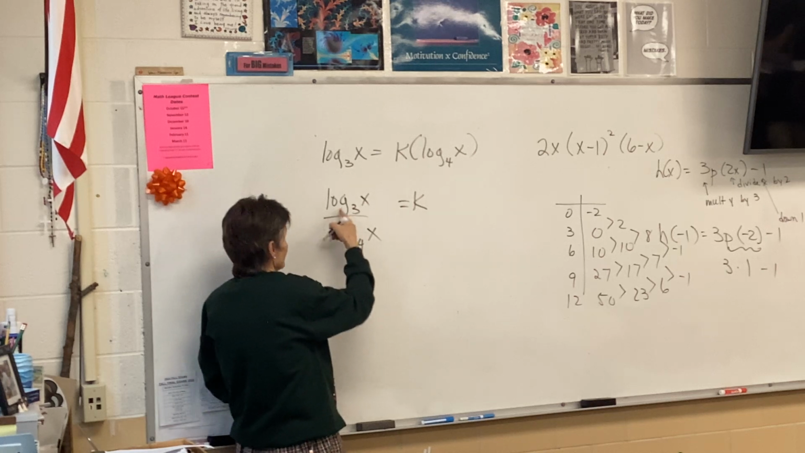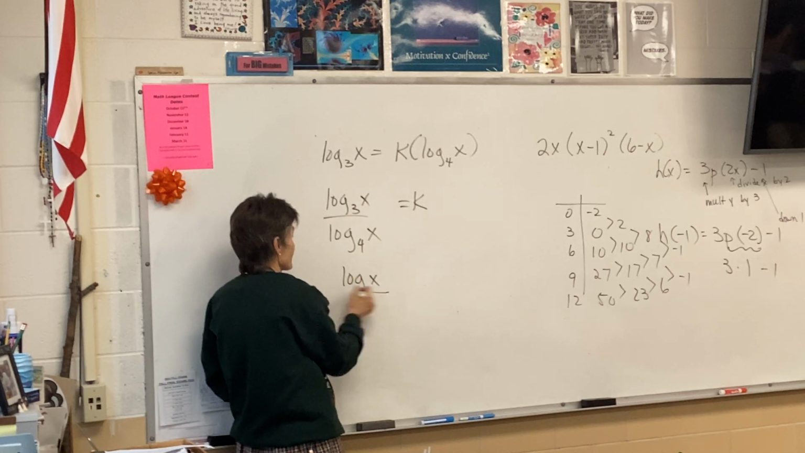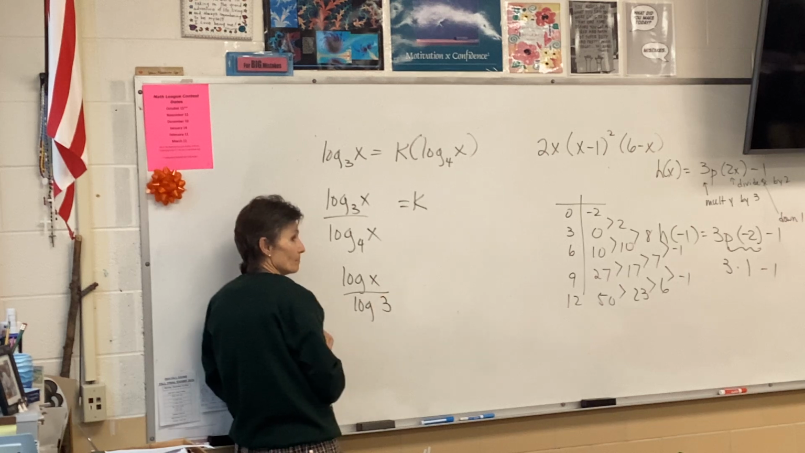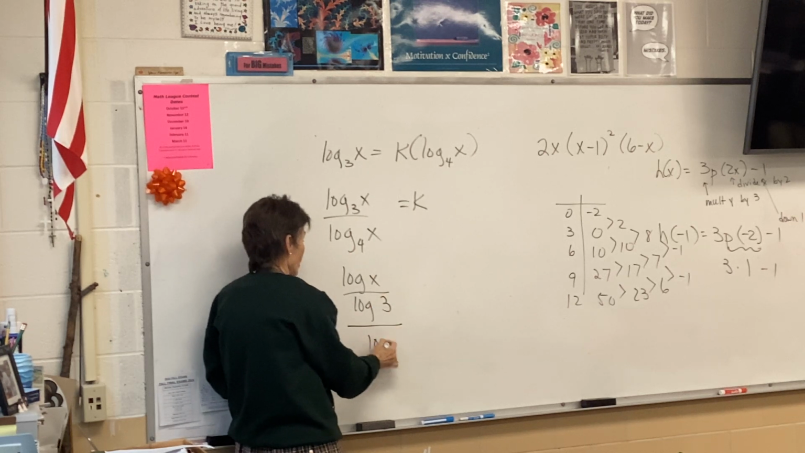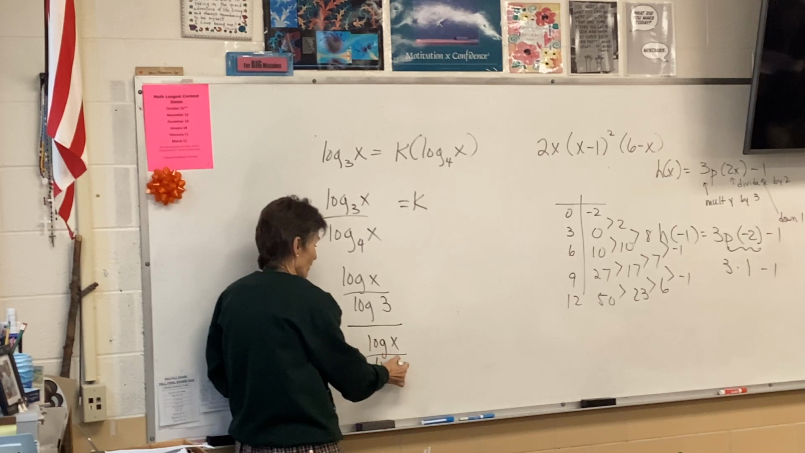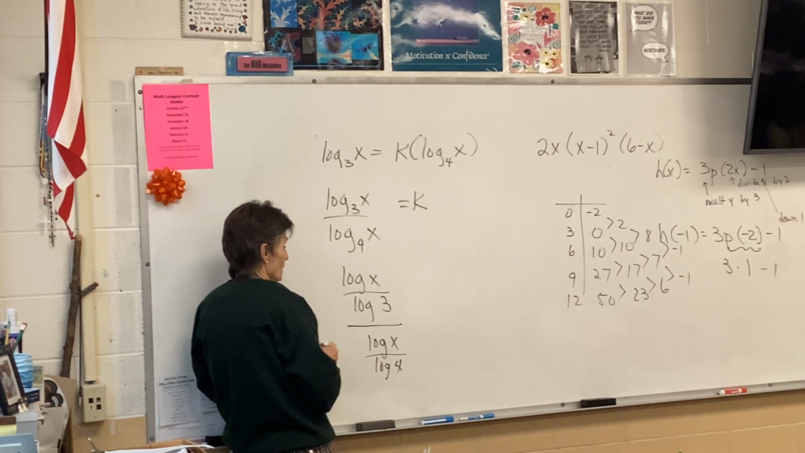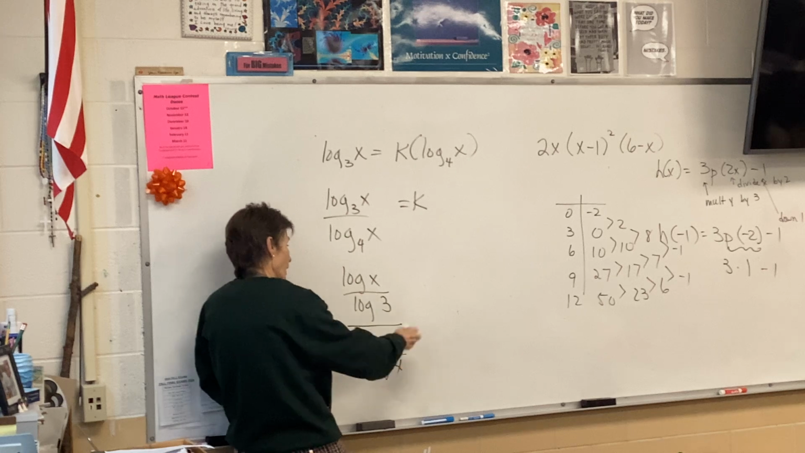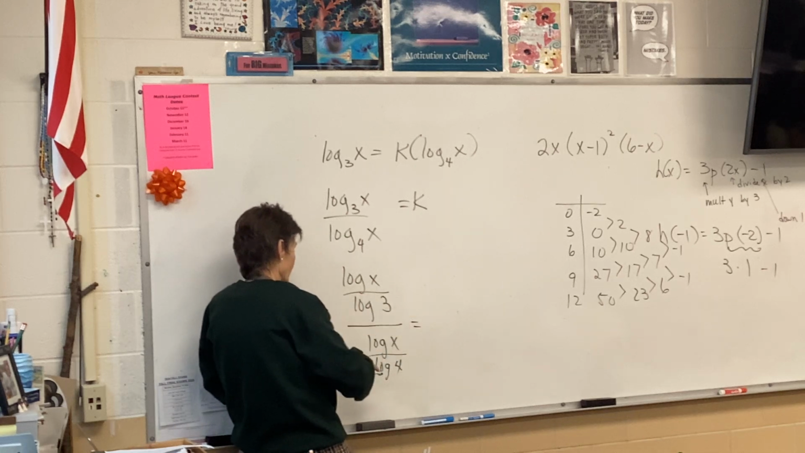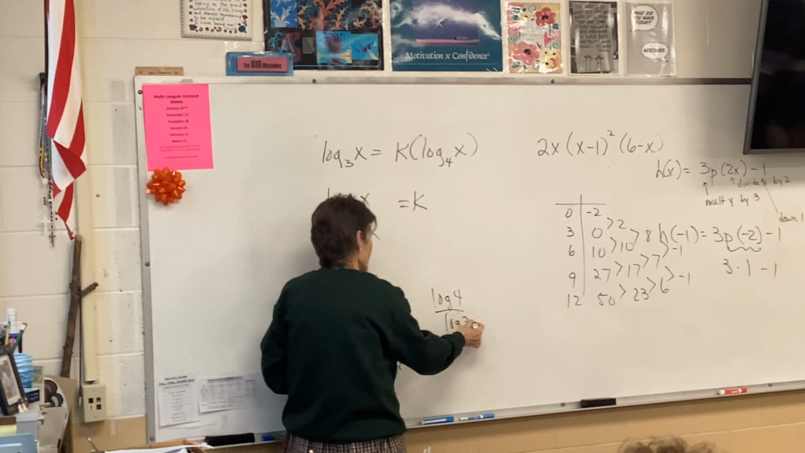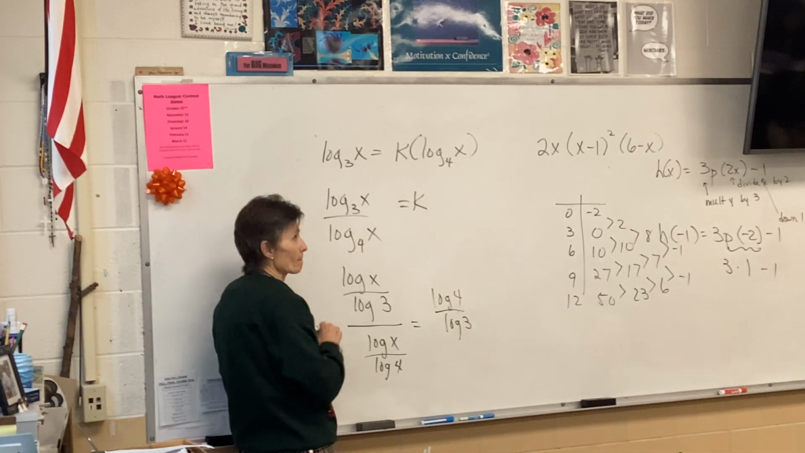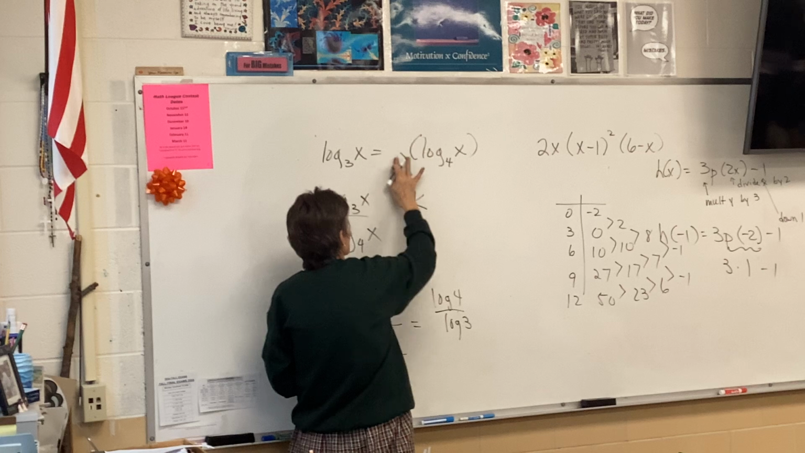What's that? That is the log of x over the log of 3. What's that? The log of x over the log of 4. So when I multiply, what does all this end up equaling? Log 4 over log 3. And that's what k is.